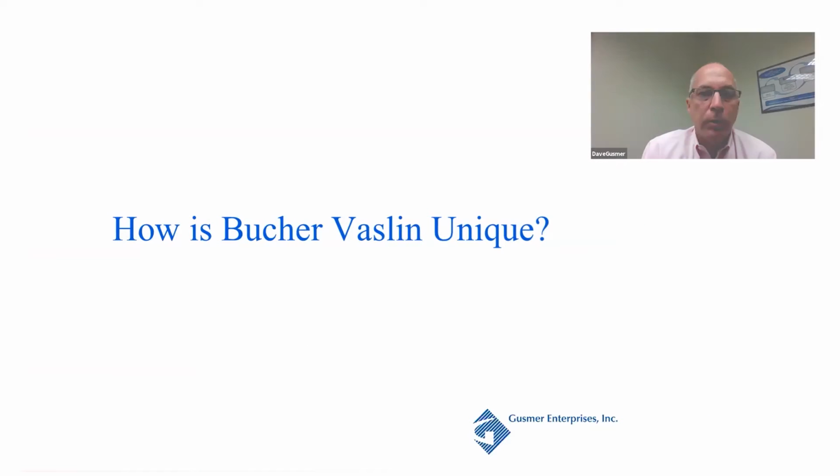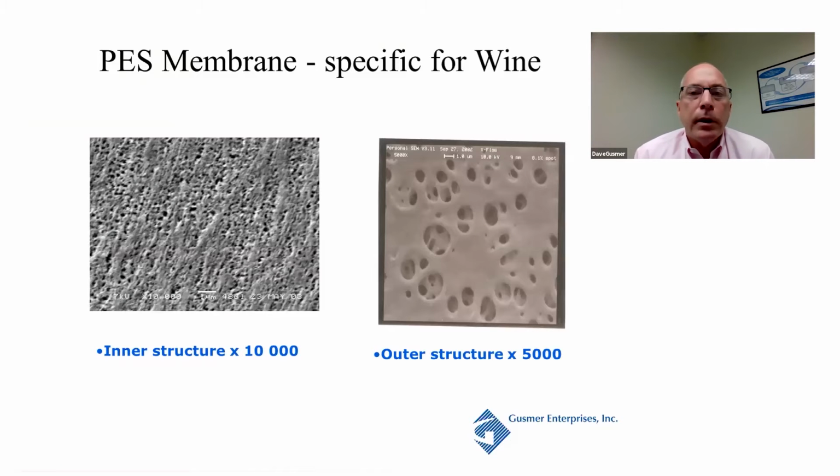What makes the Bucher system unique? We've talked about cross-flow in general. What are the advantages of Bucher? The number one thing that Bucher has done is the membrane that they chose. Bucher went with a modified PES membrane, which stands for polyether sulfone. It's an organic membrane. They chose this because of its ability to not bind with proteins and other components in wine. It had the best reaction with wine in terms of not affecting the flavor. So that's the number one feature.